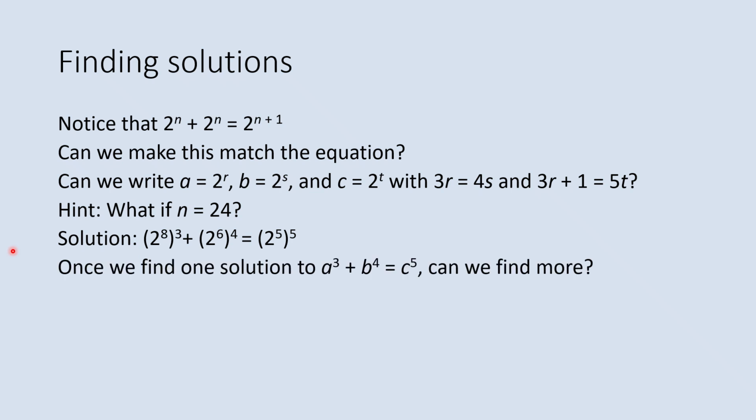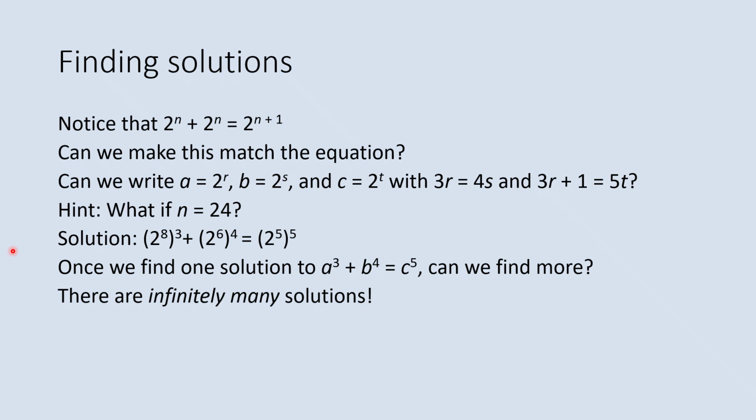So now we have a solution to the equation. Can we find more solutions to the equation? Turns out there are infinitely many solutions to this equation, so this is much better than the a to the third plus b to the third equals c to the third scenario.